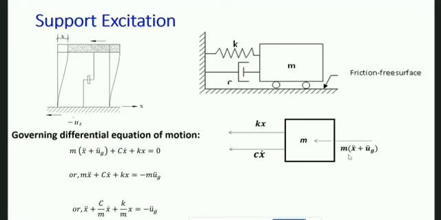Once we apply this force, we convert the system into an equivalent static system. So now we can consider that the system is in static equilibrium, and we can write the equation: m into x double dot plus ug double dot, plus c x dot, plus k x, equal to 0. Dividing both sides by m, we can rewrite it in this form: x double dot plus c over m x dot plus k over m x equal to minus ug double dot.